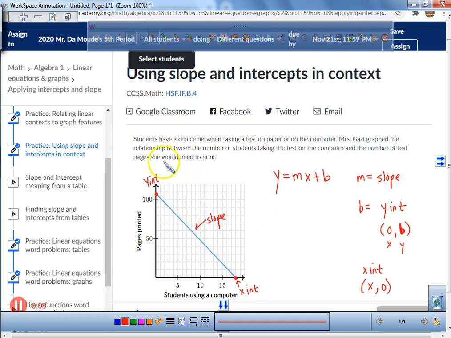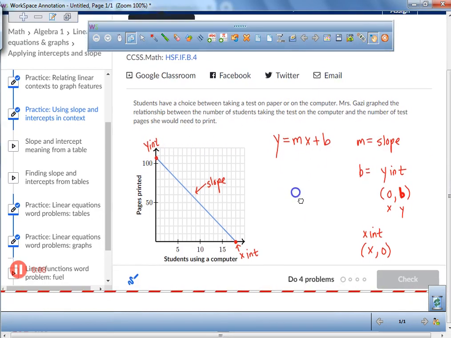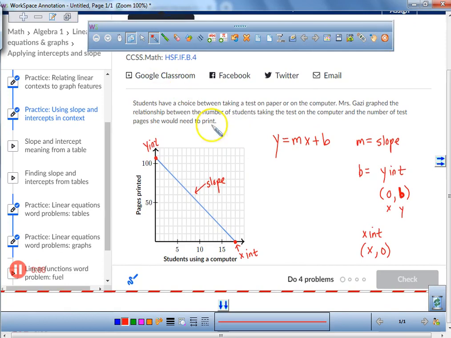All right, it says students have a choice between taking a test on paper or on the computer. I'm not going to give you choices. It'll either be on paper or on the computer. So this person's a lot nicer than I am because she's giving them a choice. Mrs. Ghazi graphed the relationship between the number of students taking the test on the computer and the number of pages she would need to print.